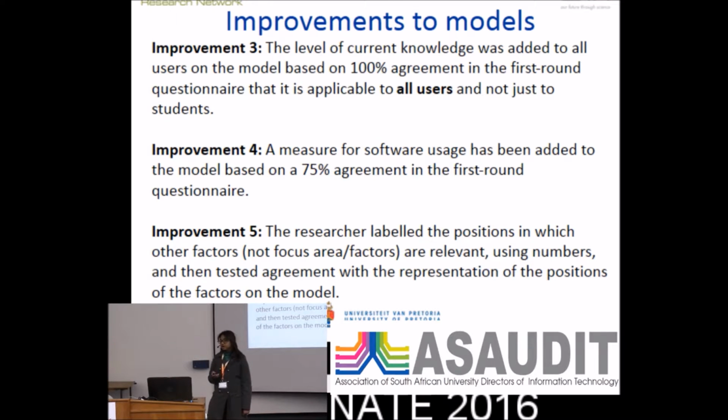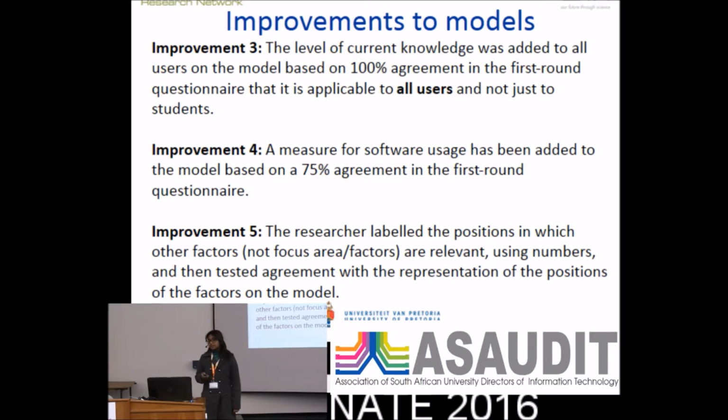Improvement 3 is that in the original model, current knowledge of students was the only input that was taken into account for the human capital, but it is actually current knowledge for all your human resources that is important, as well as your skilled workforce, which was an obvious missing factor in that model. The measure for software usage was added to the model based on 75% agreement with the first round questionnaire.